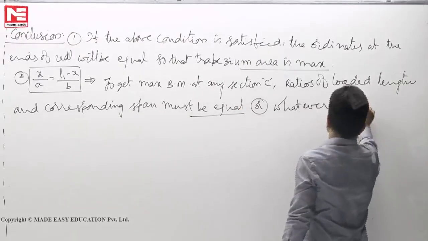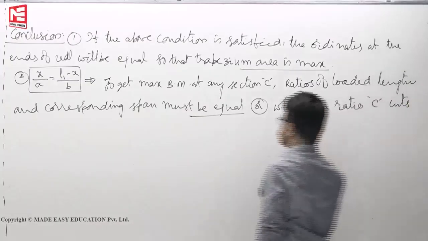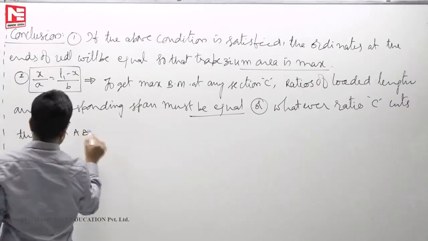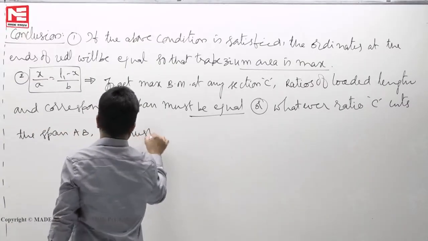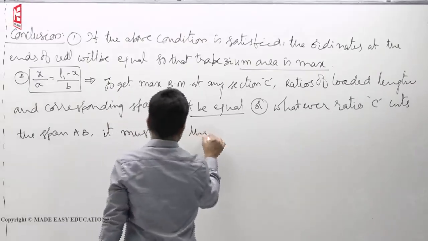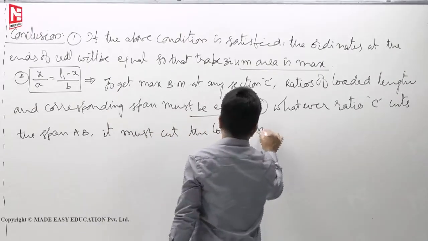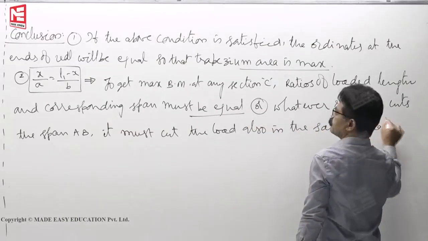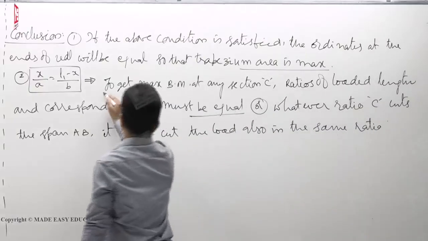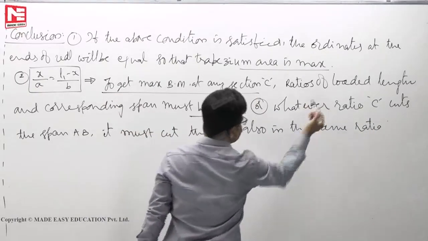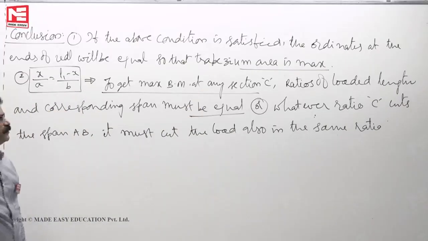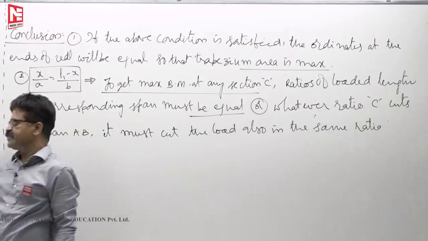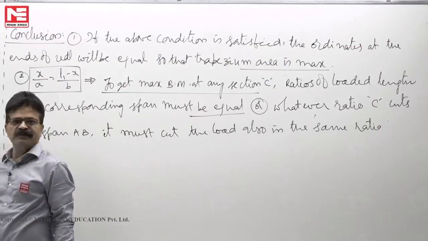Whatever ratio C cuts the span AB, it must cut the load also in the same ratio. Either this way we can write it or this way we can write it, both ways. Once they have asked this one, if to get maximum bending moment at any section C, x by A is equal to L1 minus x by B.